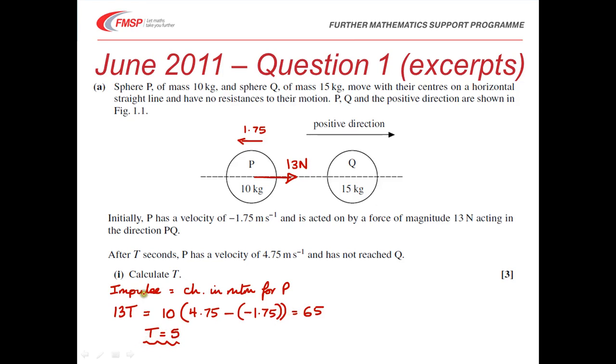Marks for that one. There's a method mark for calculating the impulse correctly, an answer mark for coming up with the 65 here, and an answer mark for the correct 5-second answer in here.